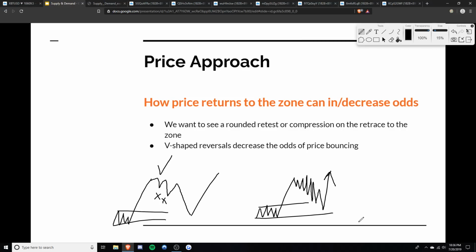What we don't want to see is a demand zone where price breaks out and immediately retests it like that with a V-shaped reversal. That usually results in the demand or supply zone failing. This is just what I found has worked and what has not worked from trading it for a while now. So you basically want a rounded retest, compression, and you do not want a V-shaped reversal. It will decrease the odds of price bouncing.